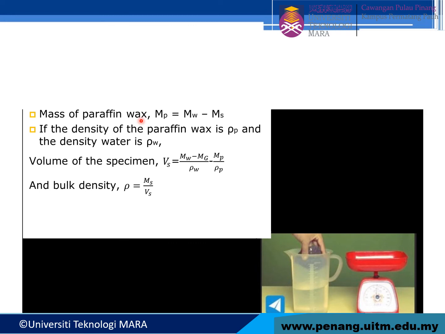Alright, so the mass of paraffin wax is equal to Mw, where Mw is the mass of sample with paraffin wax minus the mass of sample. So you will get the mass of paraffin wax. If the density of paraffin wax is rho P and the density of water is rho water, then the volume of the specimen Vs is equal to (Mw minus Ng) over rho water minus Mp over rho P. So the bulk density is equal to Ms over Vs. So we have the Ms here and then Vs here.